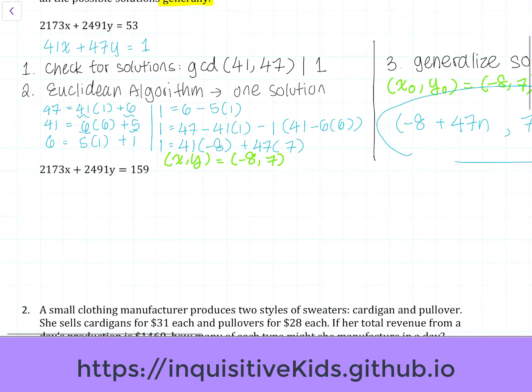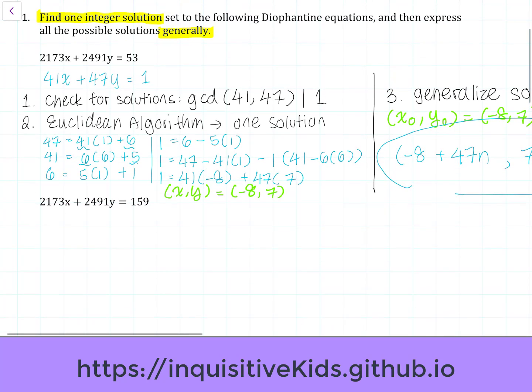Alright, so here we are going to use the same steps, it's just that the values are a little bit different. Really, these are 2 really similar Diophantine equations. The a and the b coefficients are the same. It's just that on the right side, instead of 53, we have 159. But we can still simplify this. By dividing both sides by 53, we have 41x plus 47y is equal to 3.